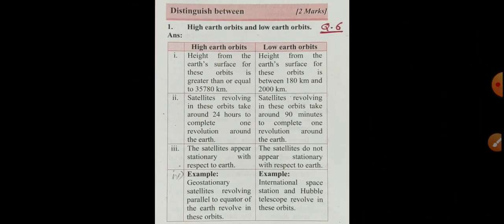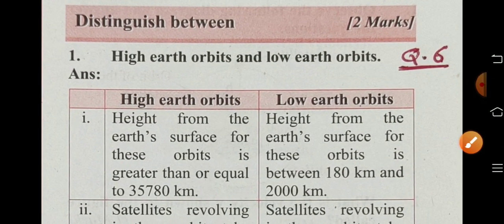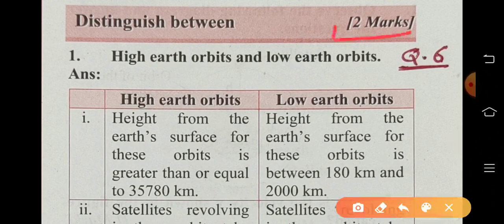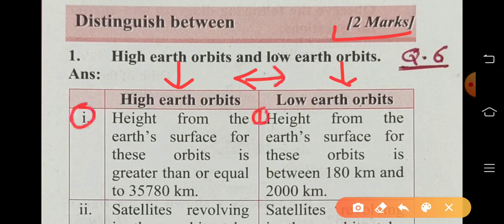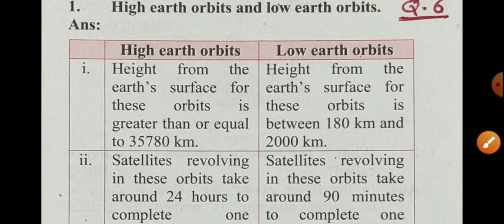Now the last question of today's lecture, that is, distinguish between high Earth orbit and low Earth orbit. Distinguish is asked for 2 marks. So we are writing 4 points in the left column and 4 points in the right column. Both the points are required to be correct. Suppose point number 1 is correct on both the sides, so you are getting only half mark. So in this way 4 points are there on both the sides. So how many marks are we getting? 2 marks.